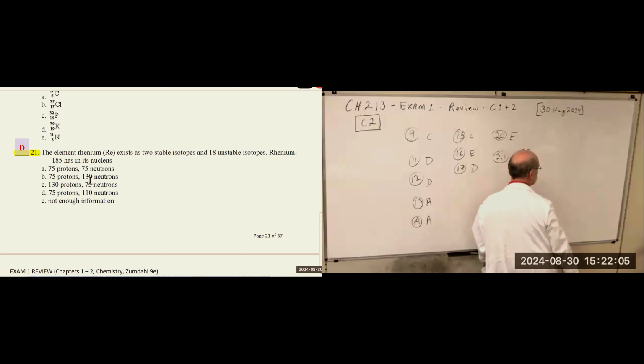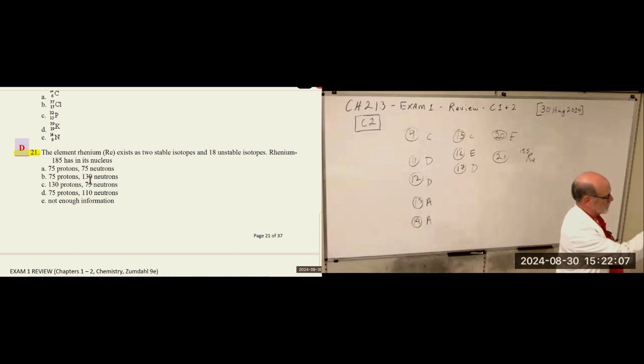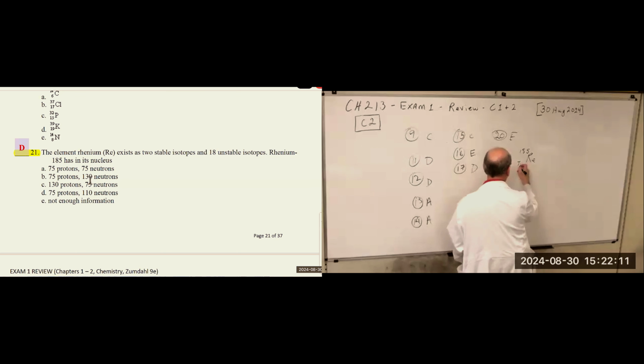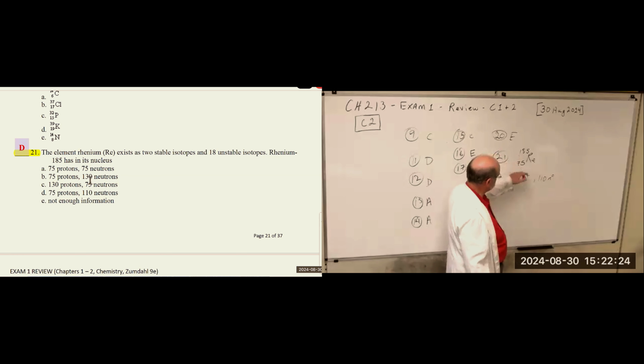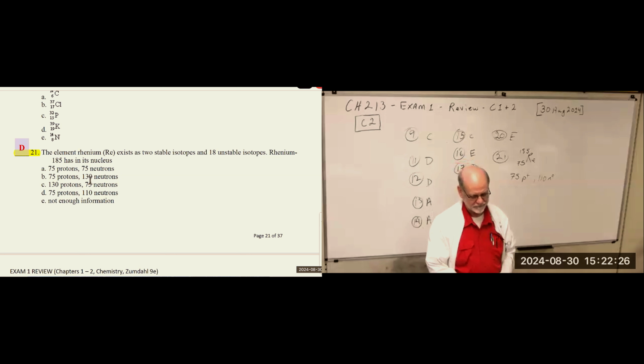If you have rhenium-185, how many protons do you have? You just look it up. Let's see, Re, 75. So you have 75 protons and 110 neutrons. 75 from 185 is 110. So D would be the answer.